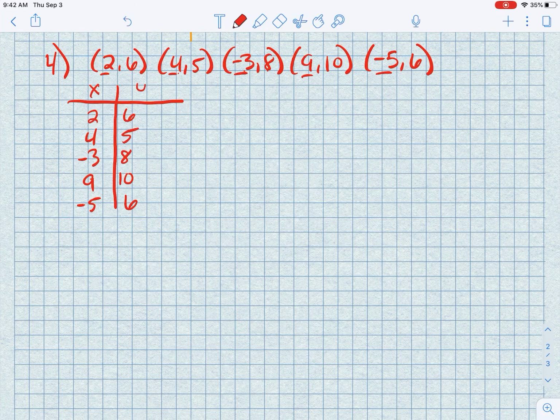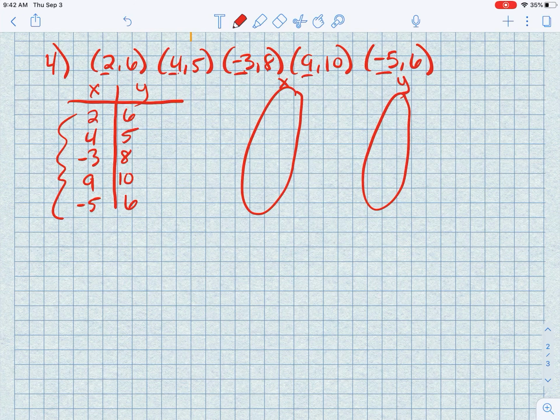So then you can compare all of those x values. So do the x's repeat? Or you might see it with mapping. Mapping is when we list all of our x's in one bubble, all of our y's in the other bubble. Normally they're from smallest to greatest, so I'll go ahead and do that. We have -5, -3, 2, 4, and 9. Okay, make sure you get all of them. 1, 2, 3, 4, 5 x's. I got 5 x's down there.